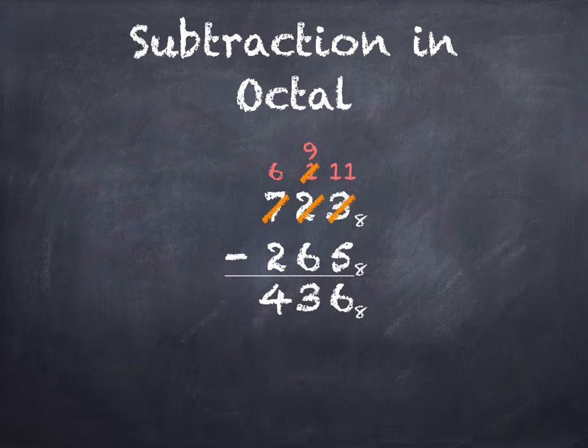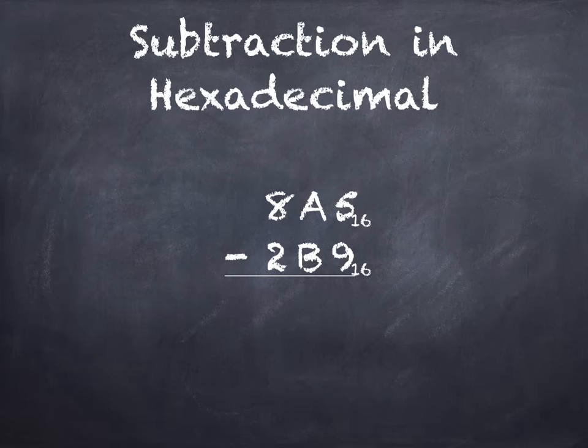Now the next example is in hexadecimal. So you have 8A5 in hex subtracted by 2B9 in hex. So to start with, we have 5 minus 9. Obviously, 5 needs to borrow from A. So we get 1 from A, which becomes 9. Now, what 5 borrowed from A is 16. So we need to add 16 to 5, making it 21. Then we subtract 9 from 21, which is 12.